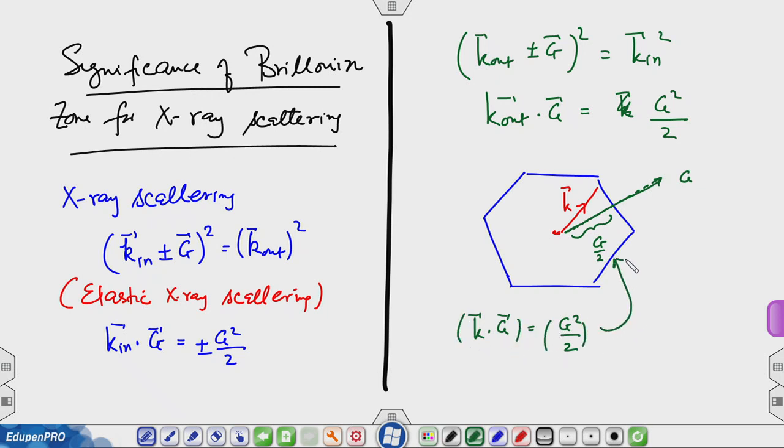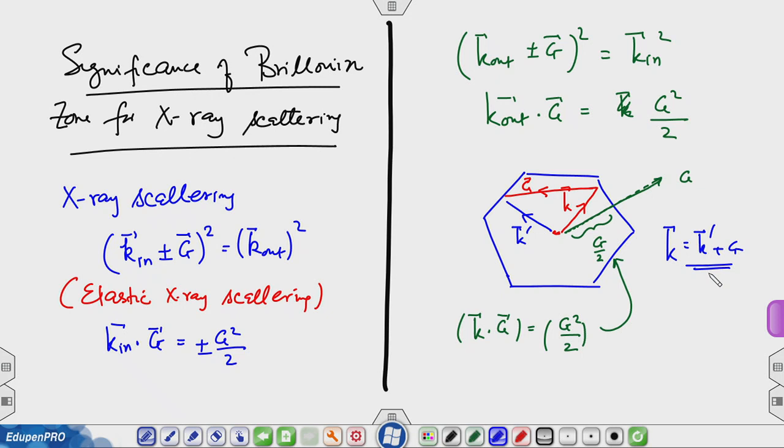This automatically satisfies this. The other way of looking at it is that I can make a vector from K to the other side, and that is going to be G. So, this is related to the k in or k out, k prime. One of them would be k in, one of them would be k out, and they will be related by k equals k prime plus g.